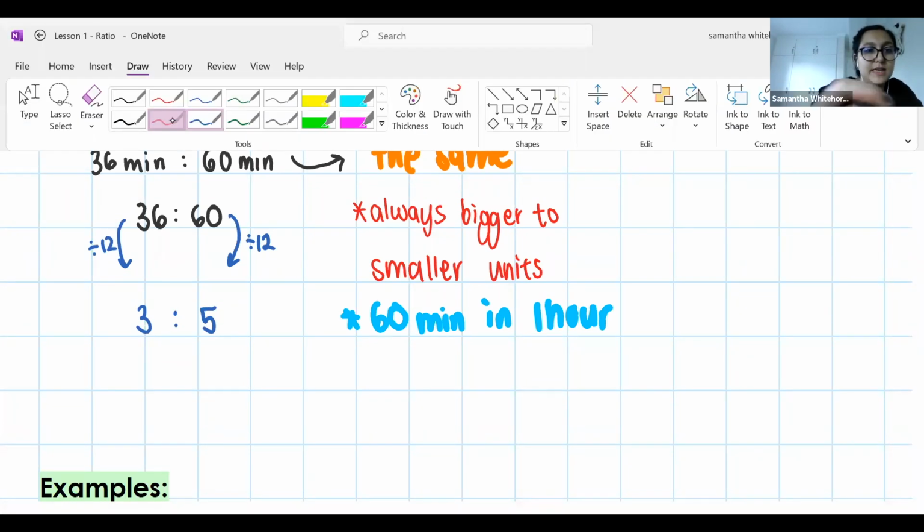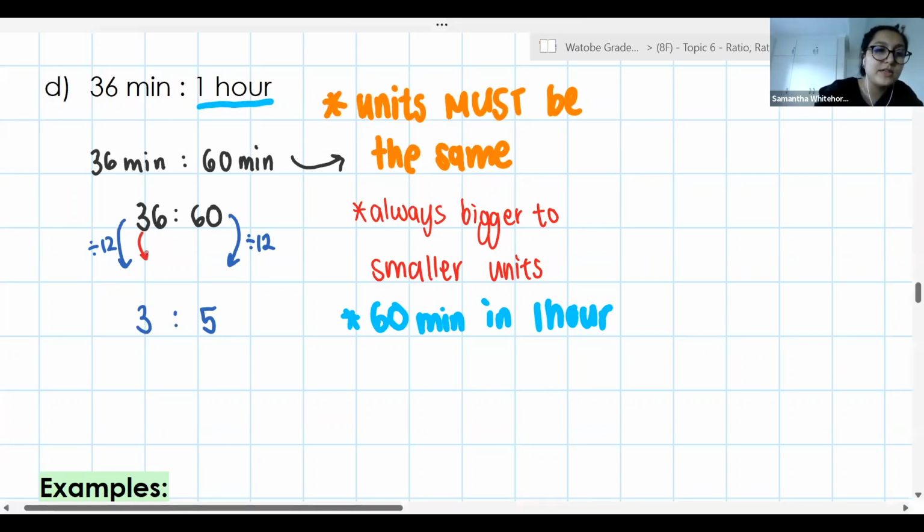Now, I quickly just want to take a step back and say, okay, well, what if you'd only divided by 6? 36 divided by 6 would be 6, and 60 divided by 6 is 10. Now, we can see that that can be simplified further. I would still need to do a second division by 2 in order to get my simplified ratio. Now, 6 times 2 is 12, so it all works out in the end, but just remember to keep simplifying until you can't anymore, right? That is super, super important.